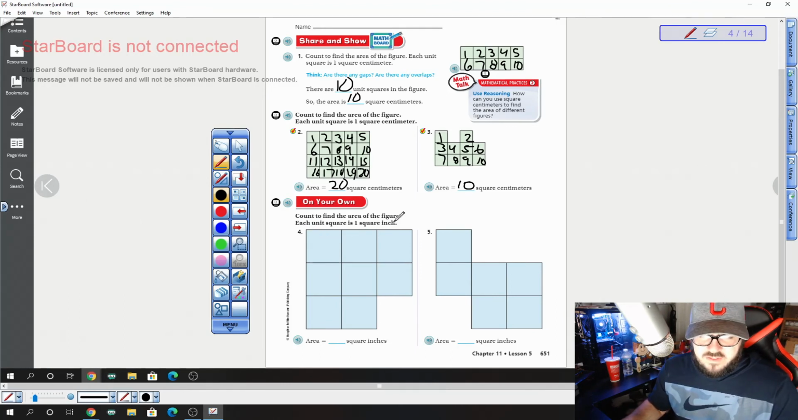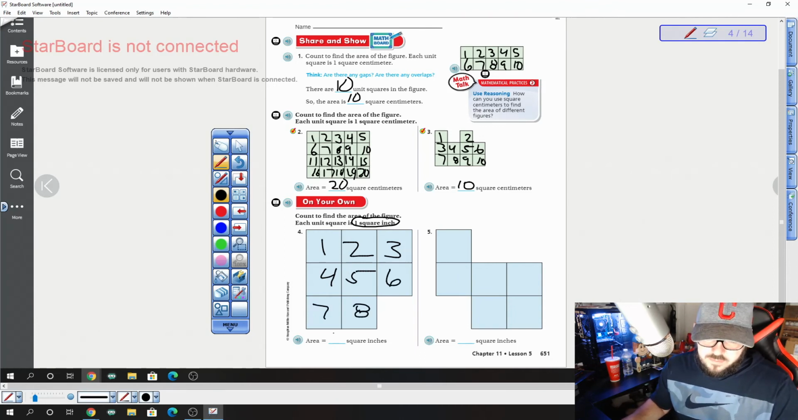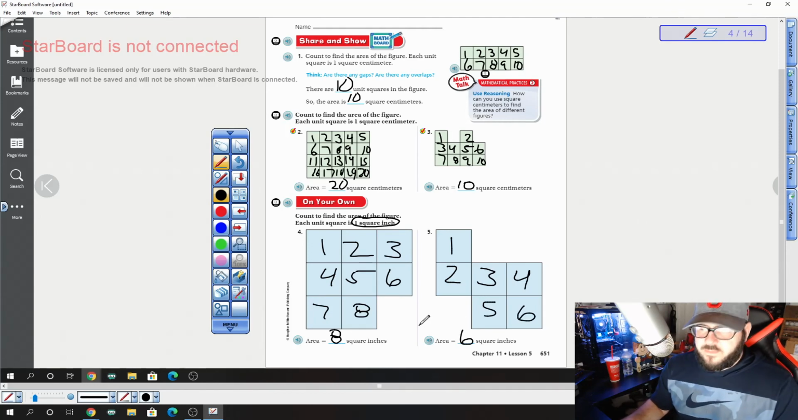All right, problem number 4. Count to find the area of the figure. Each unit square is 1 square inch. So this time we're talking about inches. 1, 2, 3, 4, 5, 6, 7, 8. 8 square inches is our area. 1, 2, 3, 4, 5, 6. 6 square inches is our area.